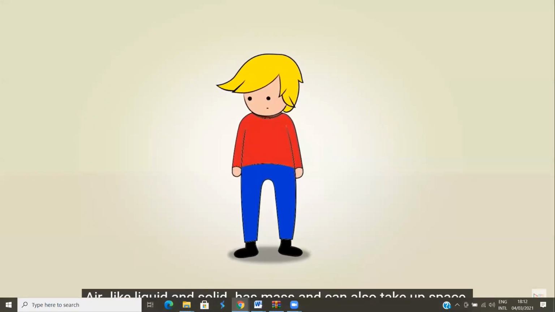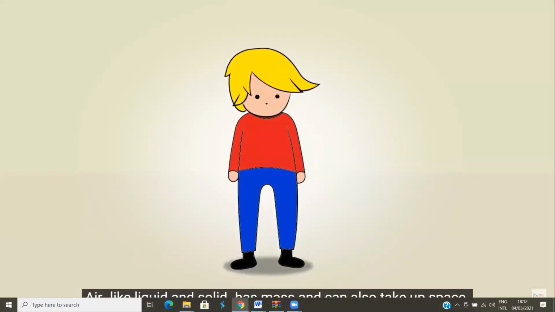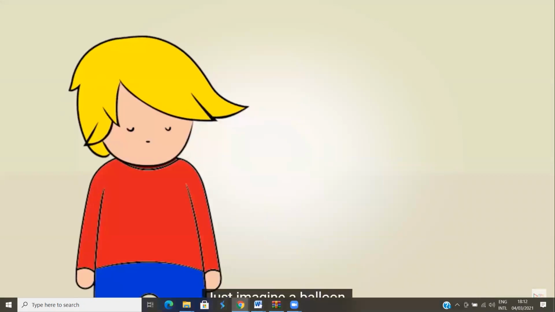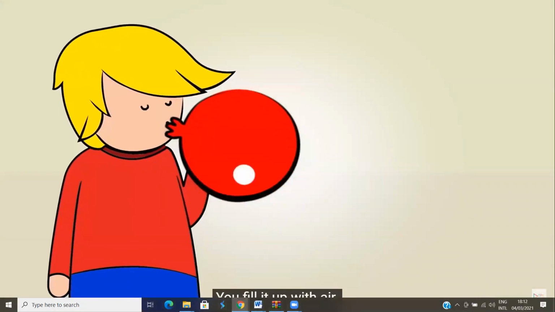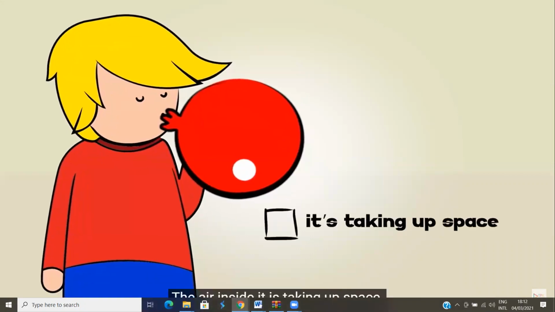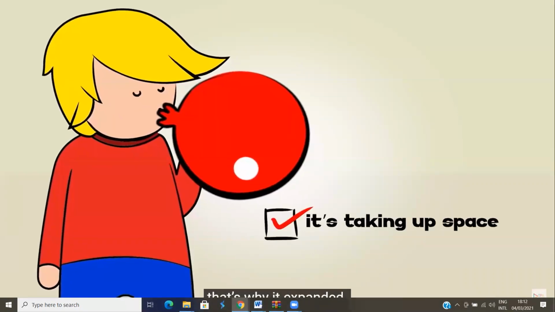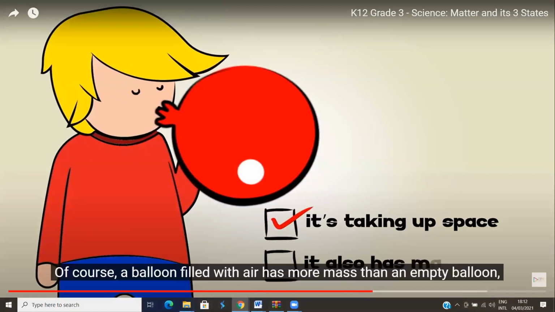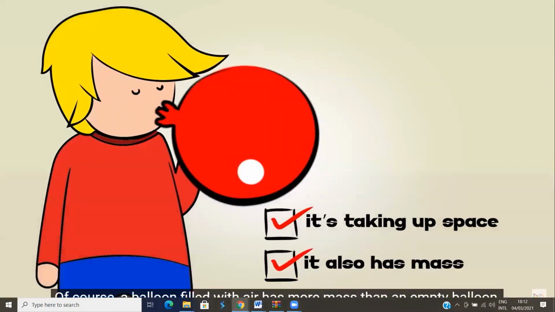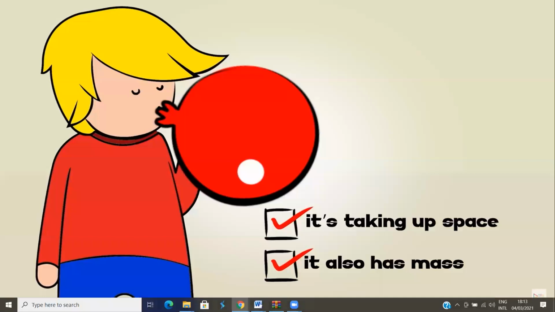Air, like liquid and solid, has mass and can also take up space. Just imagine a balloon. You fill it up with air. The air inside it is taking up space. That's why it expanded. Of course, a balloon filled with air has more mass than an empty balloon, because it's bigger and is taking up more space than the empty one.